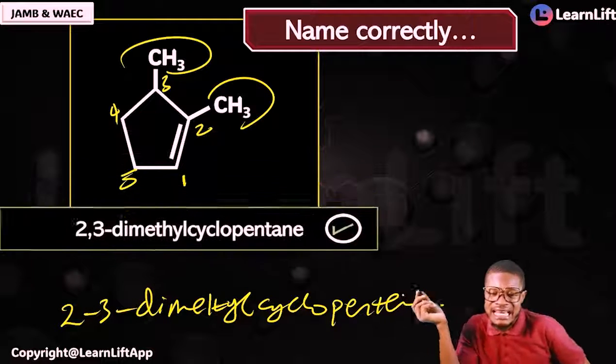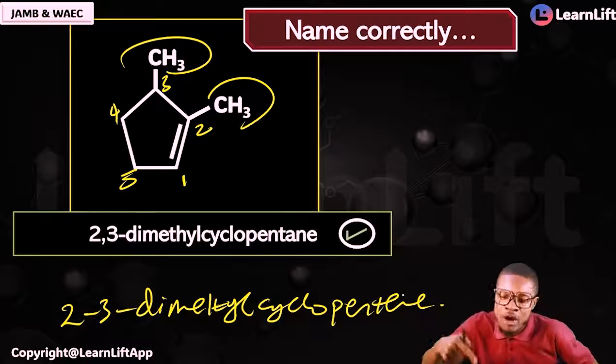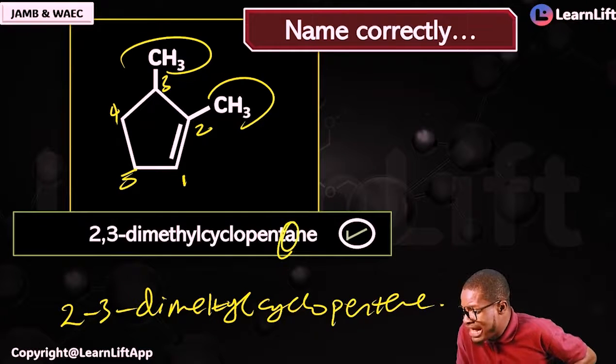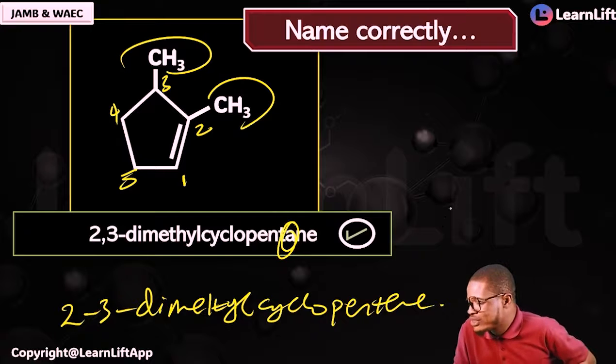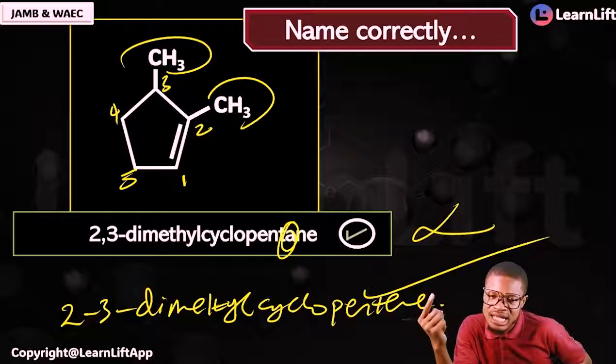Very easy and direct. 2,3-dimethyl. Cyclo what? Pentene. Is it pentane or pentene? It is not pentane. Don't make the mistake. So it cannot be this. This is the correct answer, because some people will go and be putting the wrong ending. That's why they are getting the answer wrong.